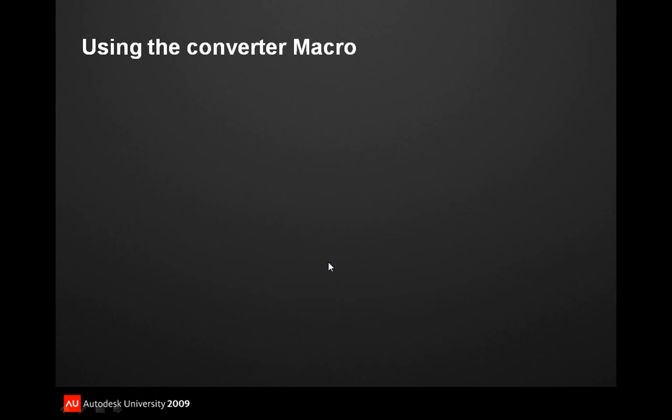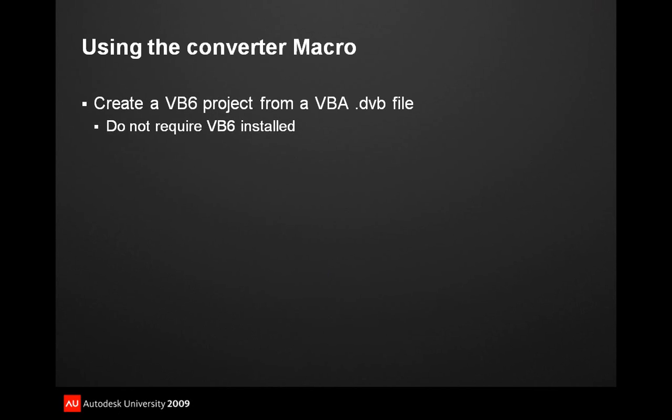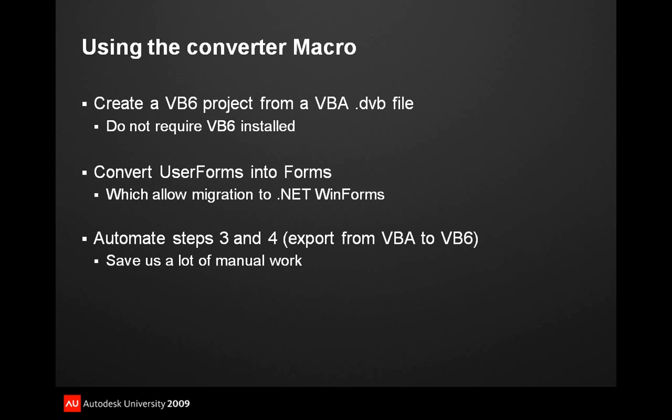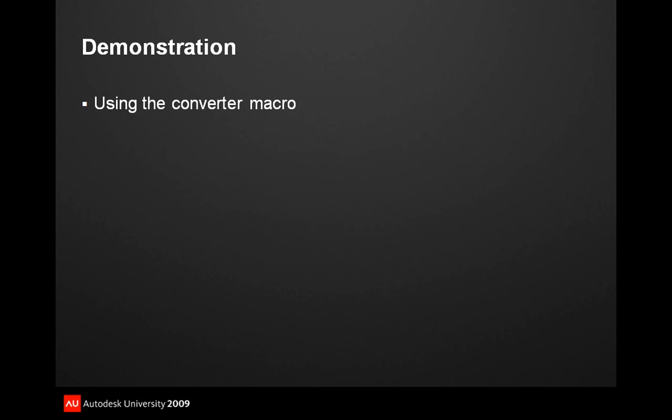Okay, next we have a converter macro that will help us to export our project and work with user forms. What this macro does is create a VB6 project from a VBA DVB file, and the greatest thing about this macro is that it does not require that we have VB6 installed in our system. It also saves us a lot of time because it converts the user forms into forms, which will allow us to migrate them later to a WinForms application. And as it automates steps 3 and 4, which are export from VBA and import into VB6, it saves us a lot of manual work and of course a lot of time. So let's go to a demonstration of this macro.